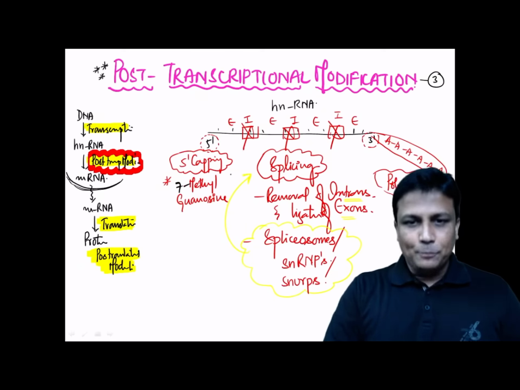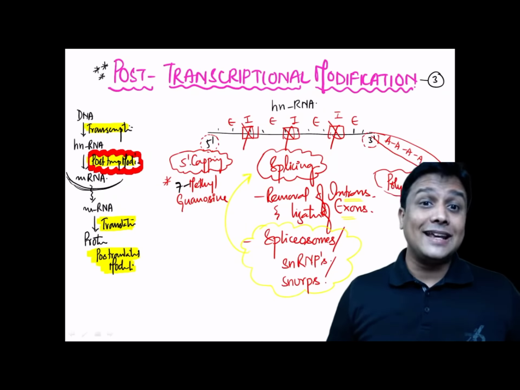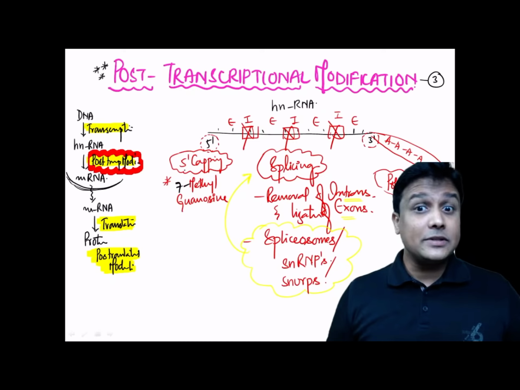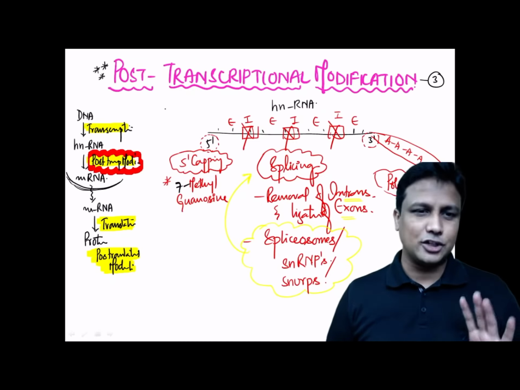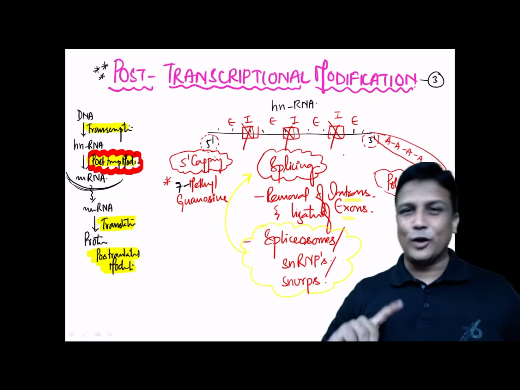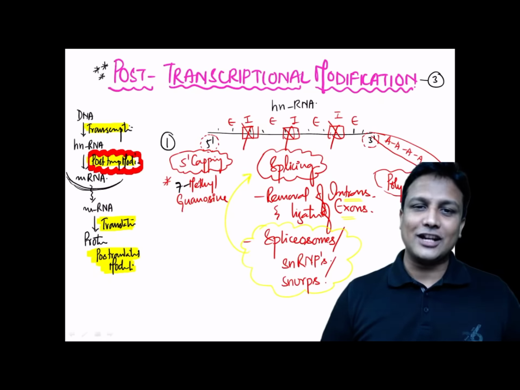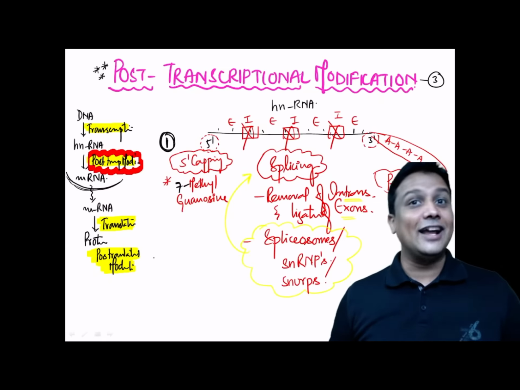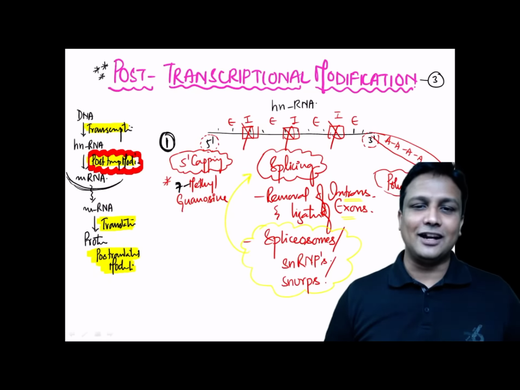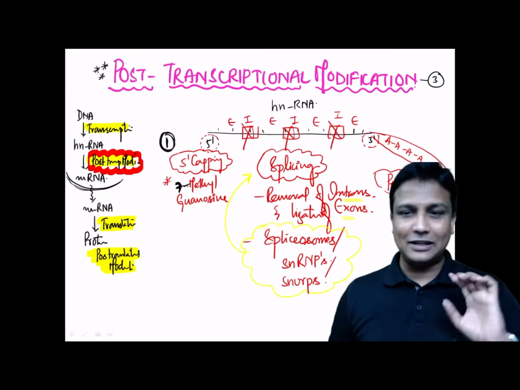Just remember, my dear friends, post transcriptional modification is an extremely important topic for your exam. How many modifications do you have to remember? Three: one on the head, one on the tail, and one in the middle. Number 1, 5' capping. What is added in the 5' capping? 7-methylguanosine.